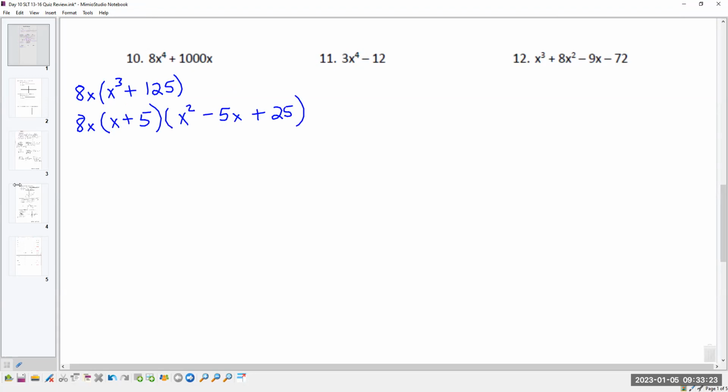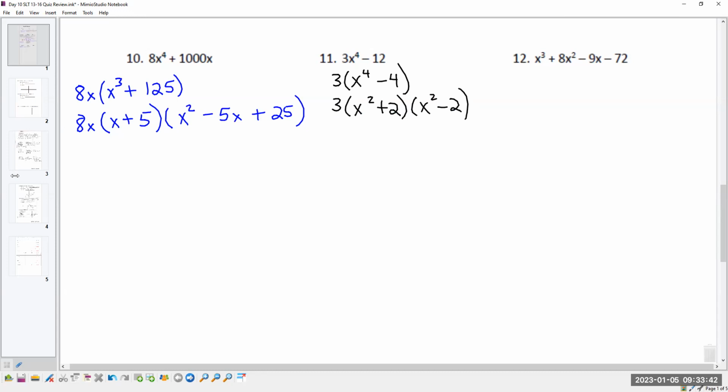For number 11, hopefully you took out the 3. And then x to the 4th minus 4 is the difference of perfect squares. And x squared minus 2 doesn't factor any further.